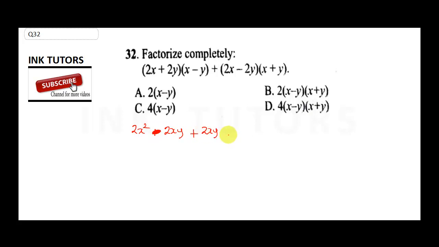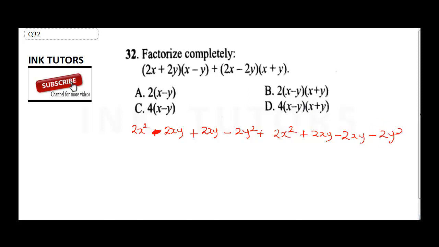Okay, then 2y times minus y is going to give us minus 2y squared, plus 2x times x again is going to give us 2x squared. 2x times y is going to give us plus 2xy, minus 2y times x is going to give us minus 2xy. Then minus 2y times y is going to give us minus 2y squared.